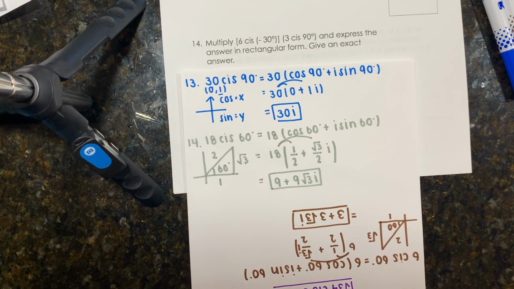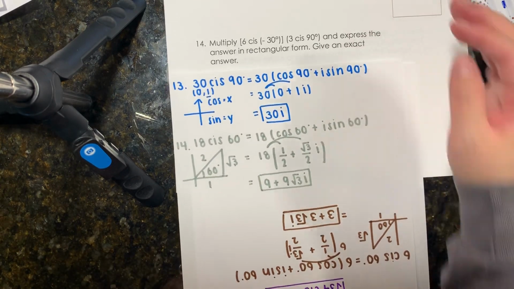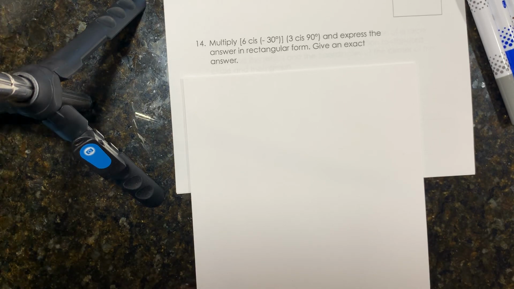And that's your result. If it does not say to write your answer in rectangular form, that means that you probably can't use your reference triangle. So therefore, you would not have to convert it and you would just leave your answer as is. So just make sure you're paying attention.